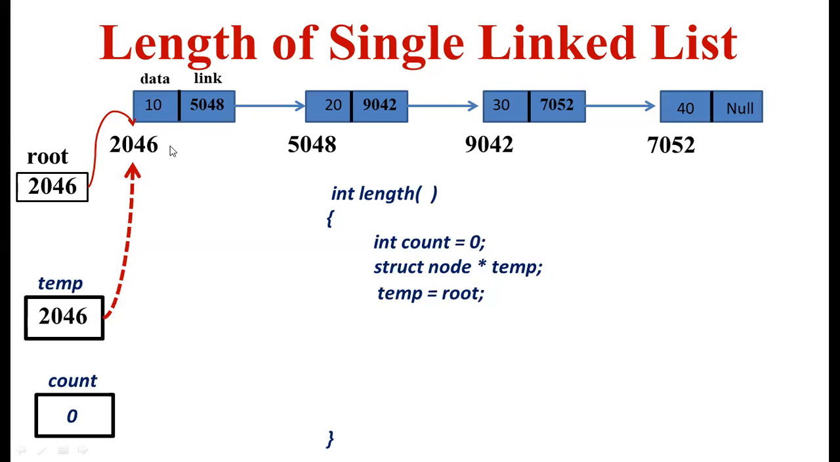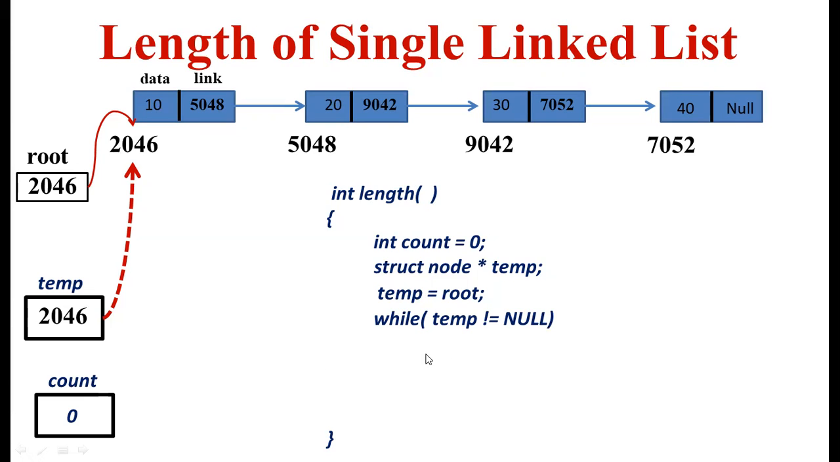So here first we are checking continuously, so we have to use the while loop: while temp not equal to null. If temp is equal to null, what does that mean? Temp equal to null means there are no nodes in the list. So we return the count value. What is the count value? Count value is 0.